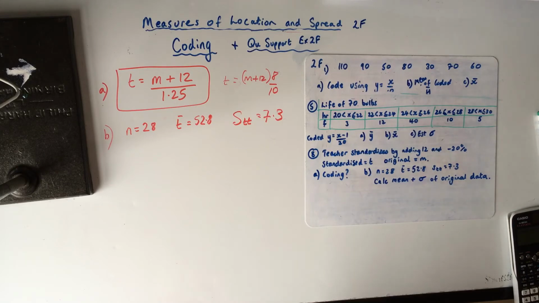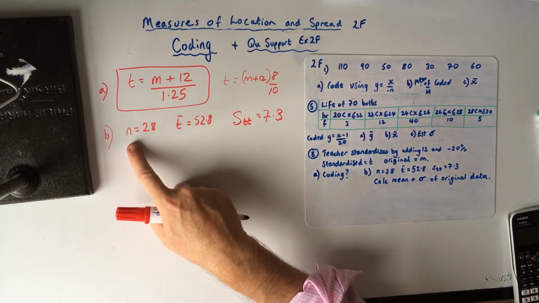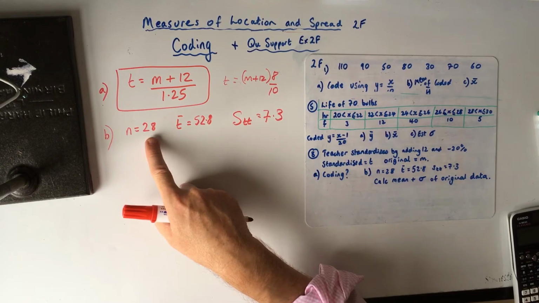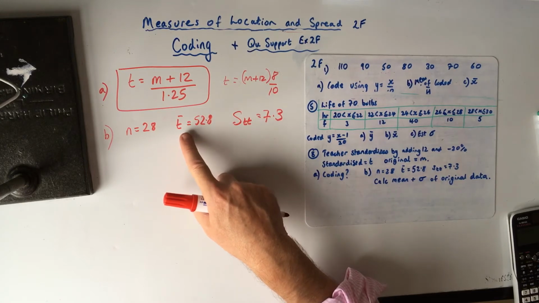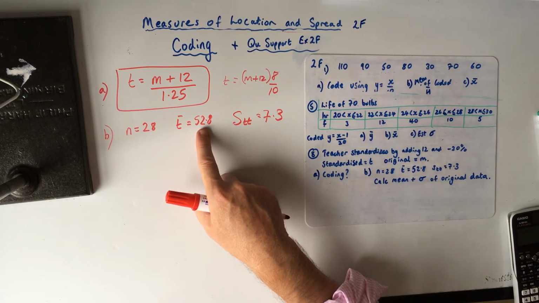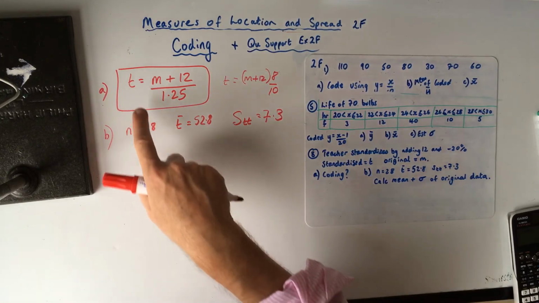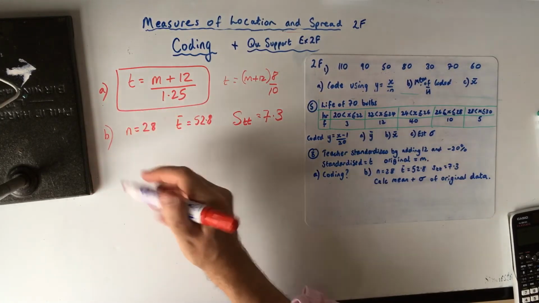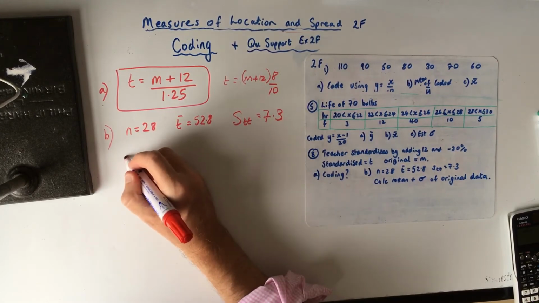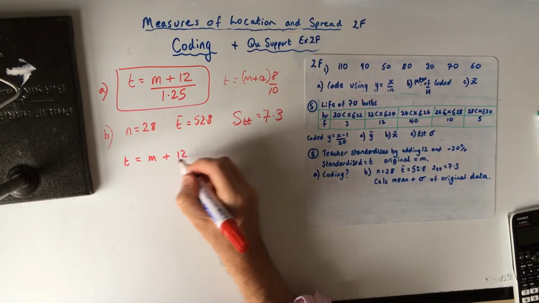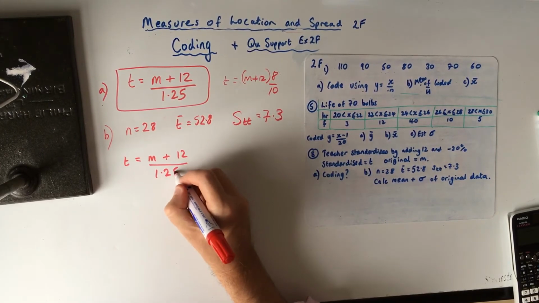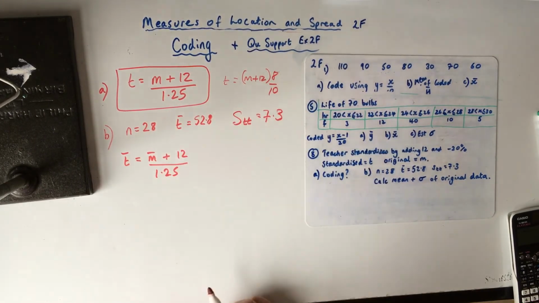Okay, so n means there's 28 numbers. The mean of the coded data is 52.8. So first of all, the mean of the original data: if we go t is equal to m plus 12 over 1.25, then that is also true, isn't it?